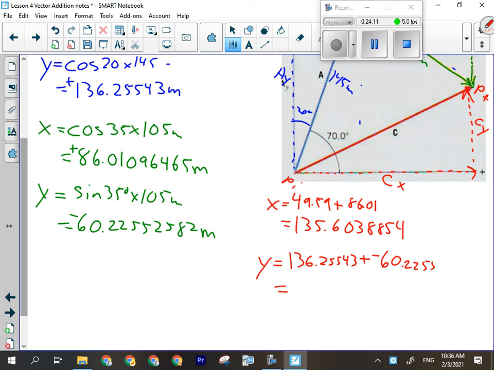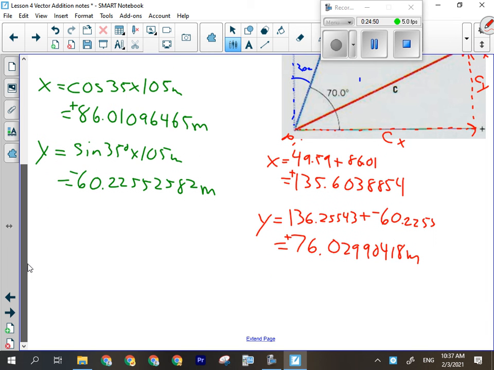So we're going to have 136.25543 plus negative 60.22552582. So our overall y, red y here, is going to be 76.02990418 meters. That's positive and that's positive. They're up and over to the right. I now know the two parts of my resultant or overall displacement triangle. What do I do with them now? What's my next step?